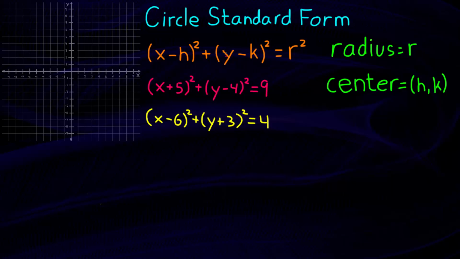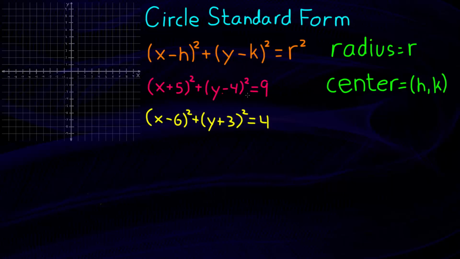In this video we're going to go over how to graph a circle that has an equation in standard form. The standard form for a circle is (x − h)² + (y − k)² = r², where r is the radius of the circle, h is the x position of the center of the circle, and k is the y position of the center of the circle.